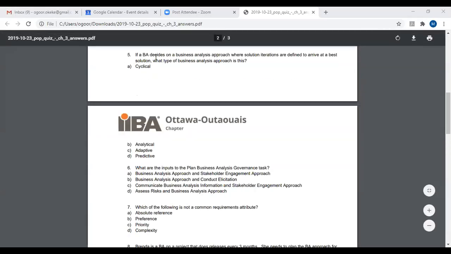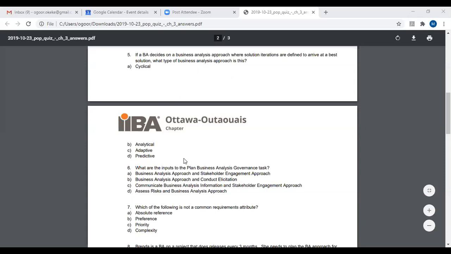Five, if a BA decides on a business analysis approach, where solution iterations are defined to arrive at the best solution, what type of business analysis approach is this? A, cyclical. B, analytical. C, adaptive. D, predictive. Adaptive.